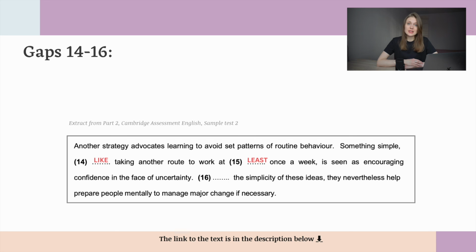The last sentence is the following. Despite the simplicity of these ideas, they nevertheless help prepare people mentally to manage major change if necessary. The preposition despite is used before a noun simplicity and expresses the contrast between the 2 parts of the sentence. In other words, it means that even though these ideas are simple, they can help manage change.